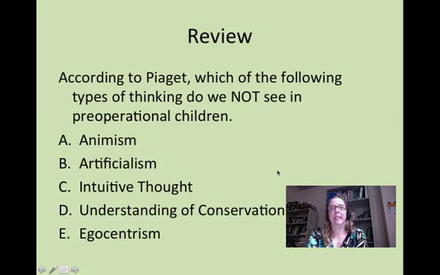Okay, so let's see what you remember from last week. According to Piaget, which of the following types of thinking do we not see in pre-operational children? Do we not see animism, artificialism, intuitive thought, understanding of conservation, or egocentrism? Now, if you don't remember what any of these mean, make sure you go back, read your notes, reread your text, ask if you don't remember. But which one do we not see?